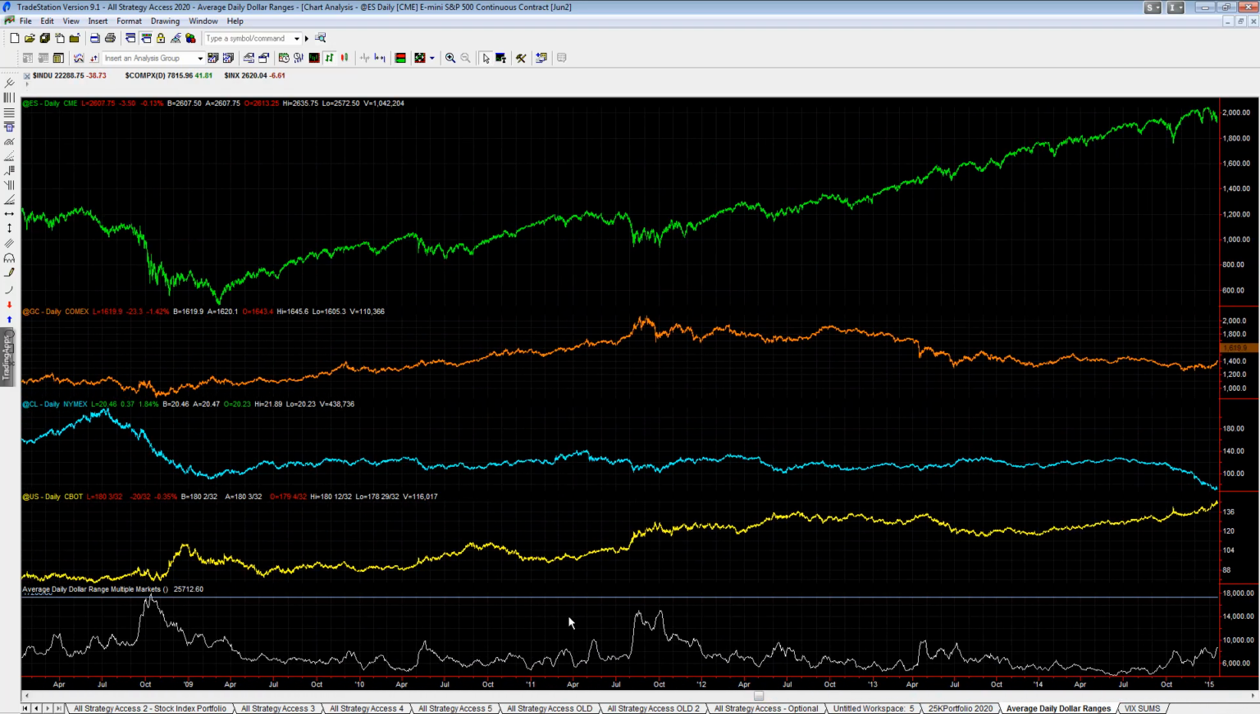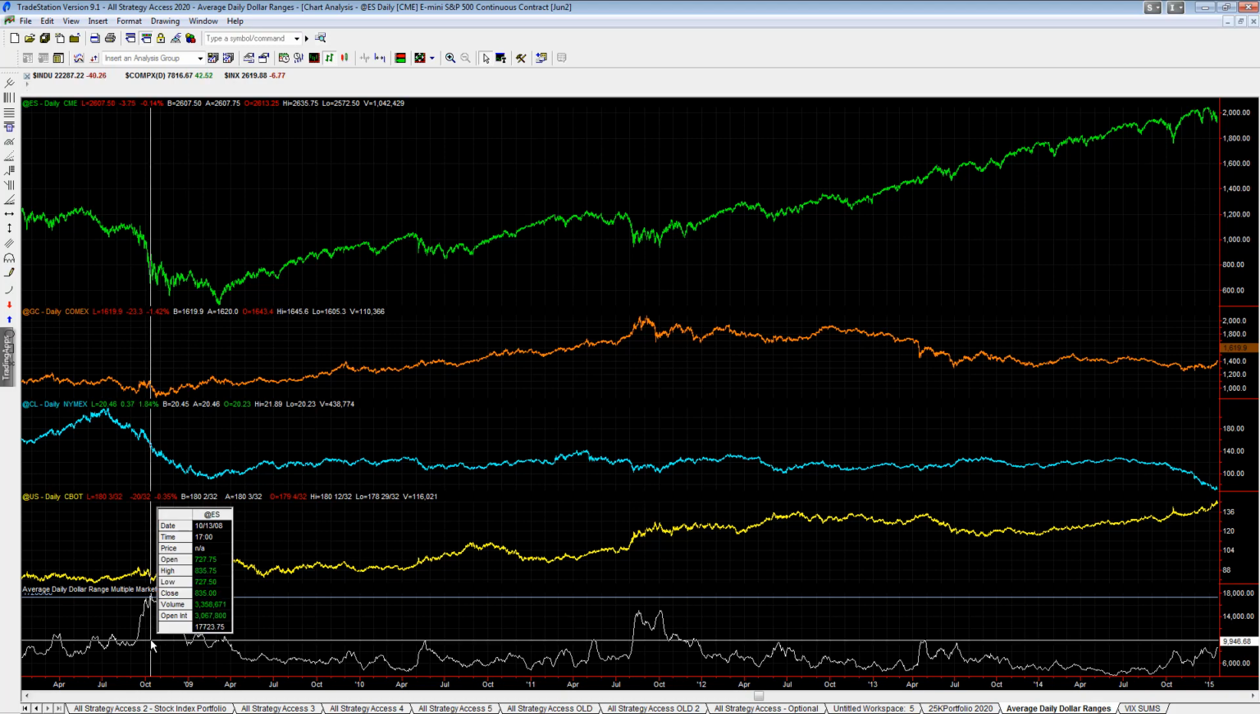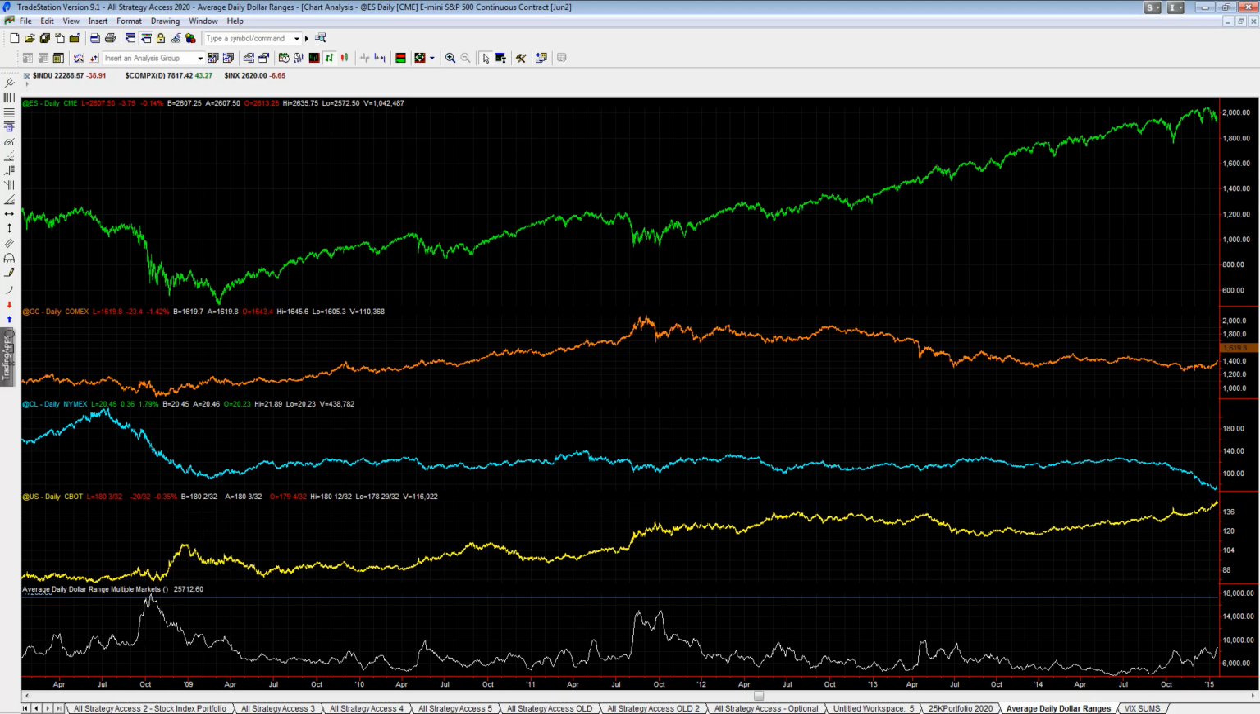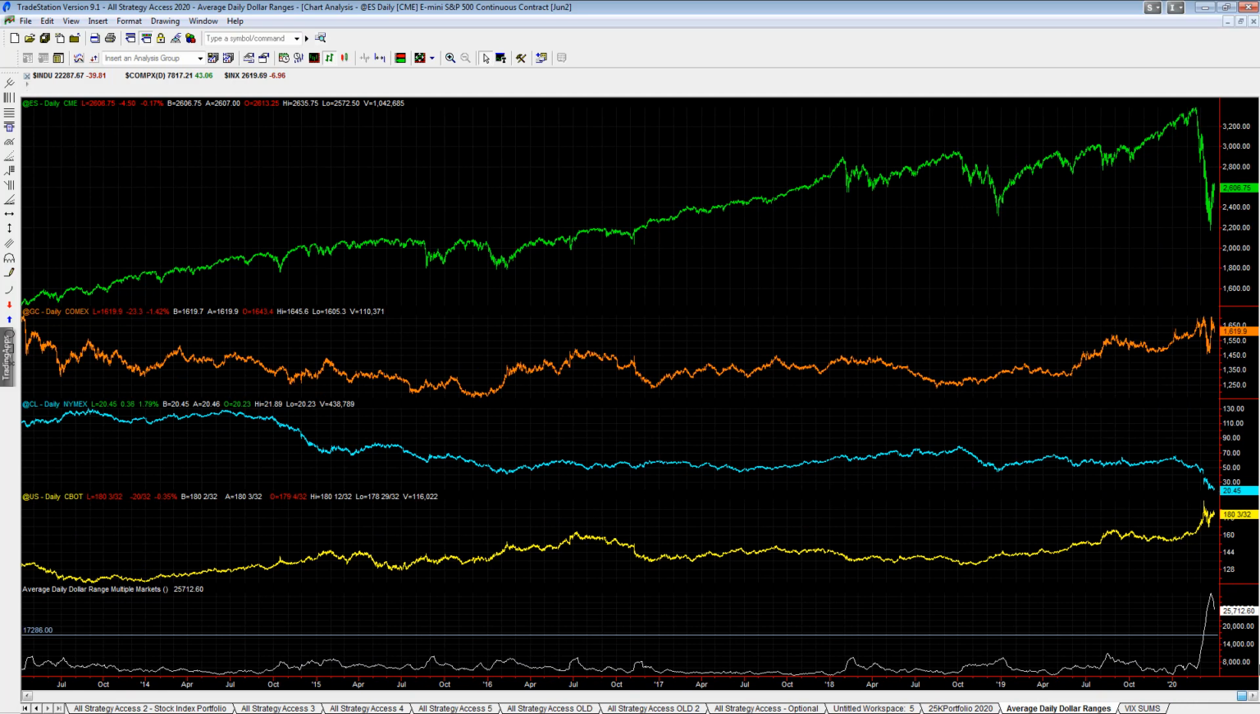So when you sum up the average daily dollar ranges, back here it was 18K, and now it's 31K, approaching twice as much. If it went to 36K, that's from high to low in each of these 4 markets, and just the biggest pop we've ever seen. And so the biggest drop from high to low into a bear market is the highest we've ever seen.